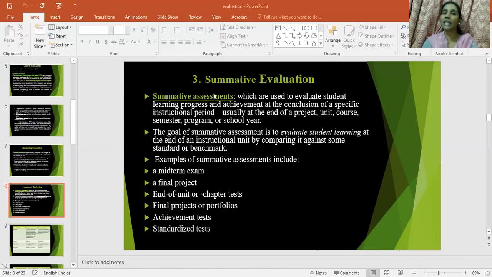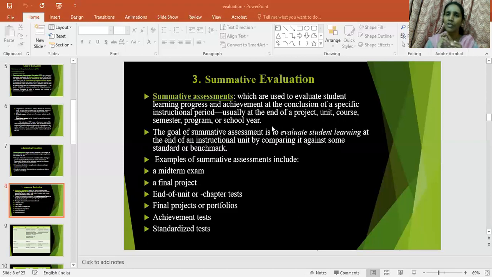Then the third type is summative evaluation. Means the second type which we have studied just now, formative evaluation, is where in between only we are going to evaluate the learner. While we are in the teaching-learning process only, we are going to evaluate the students. But summative evaluation is used to evaluate students' learning progress and achievements at the conclusion of a specific instructional period.